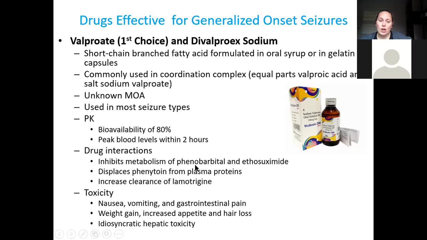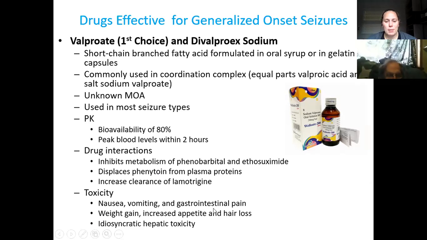So you can see that there is a laundry list of different drug interactions. When you're prescribing this and other anti-seizure medications, this is very important to note, just because it has a lot of interacting endpoints with these other drugs. In terms of toxicity, the effects include nausea, vomiting, gastrointestinal pain, weight gain, appetite changes, and hair loss. And then idiosyncratic hepatic toxicity, meaning that it's fairly rare that this would be the side effect.